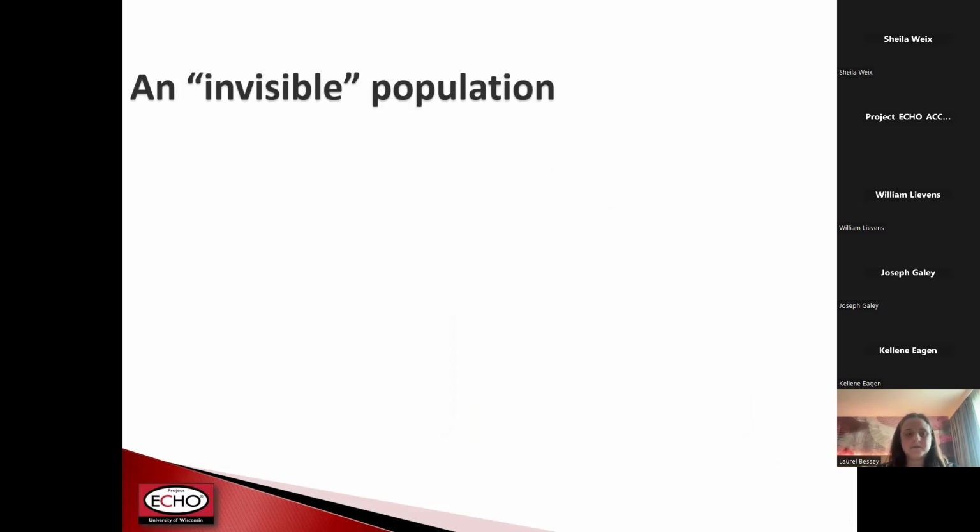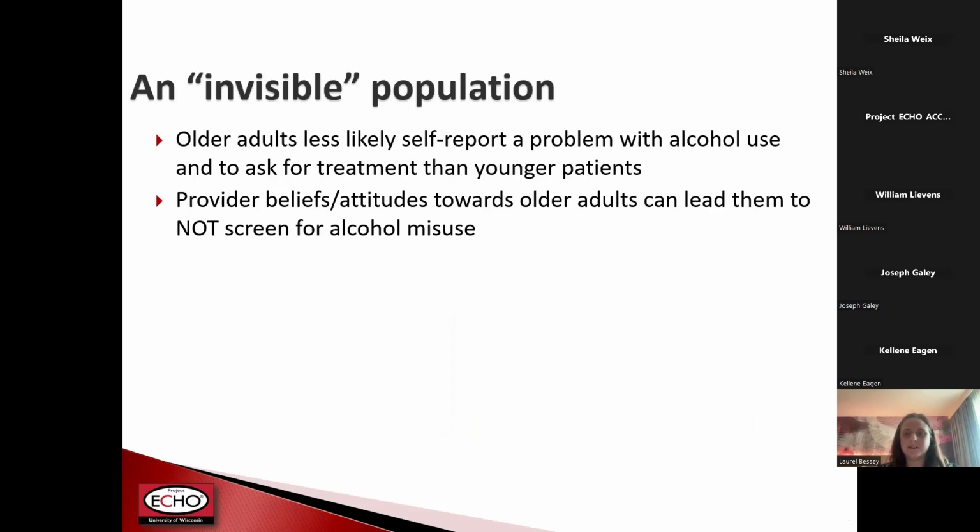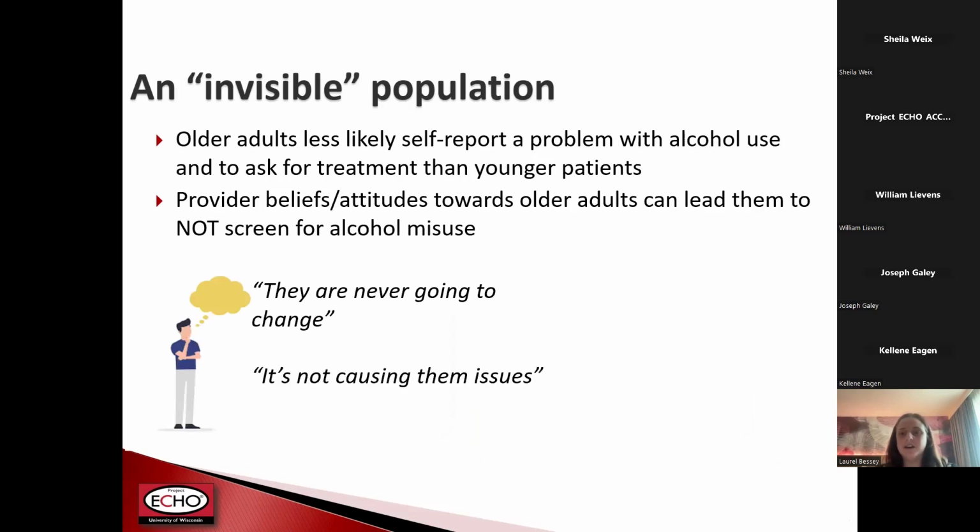Next slide. So this can be an invisible population. Older adults are less likely to self-report a problem with alcohol use and sometimes less likely to ask for treatment than younger patients. And many provider beliefs and attitudes towards older adults can lead them not to screen for things like alcohol misuse or substance misuse.